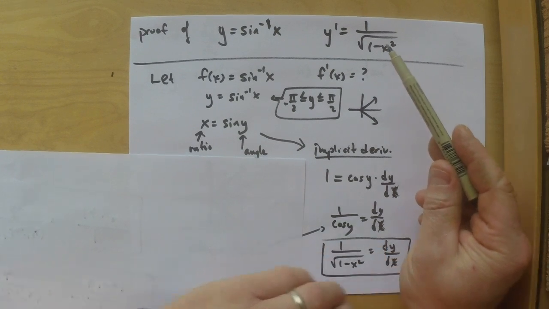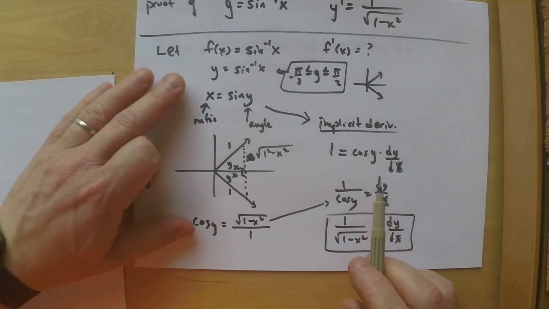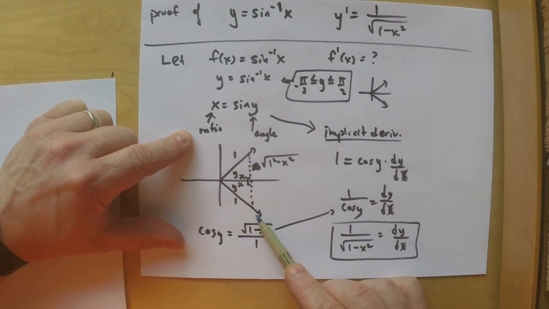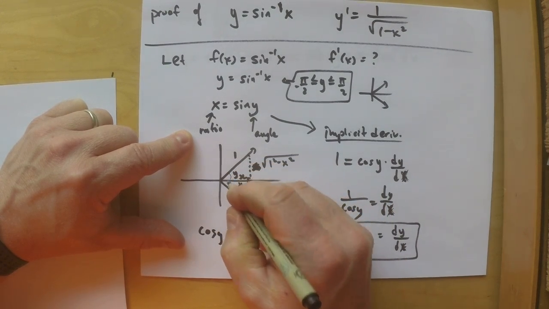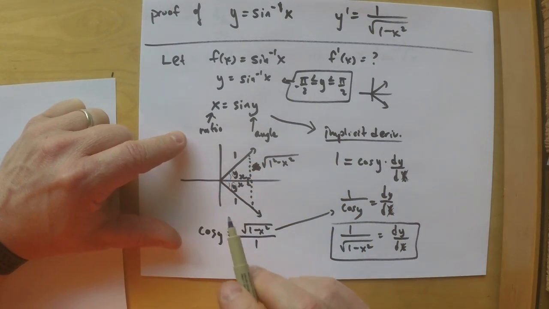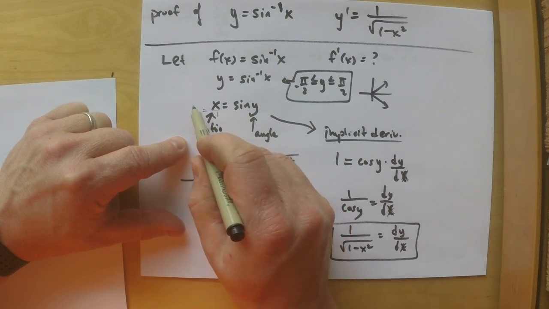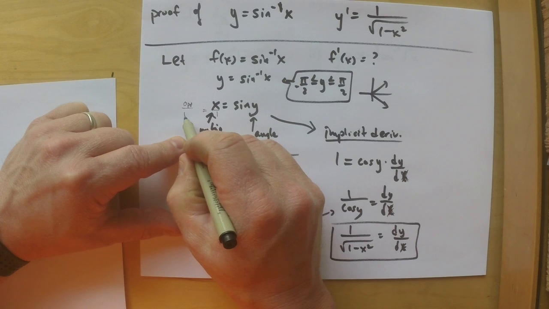What someone noticed, though, and it's interesting because they wanted to get this in terms of x, they noticed this. If I drew this angle in quadrants 1 and 4 where it could be, this represents the angle. So there's the angle y right there. The next thing is, this is the ratio. This is x over 1. This is your opposite. This is your hypotenuse.